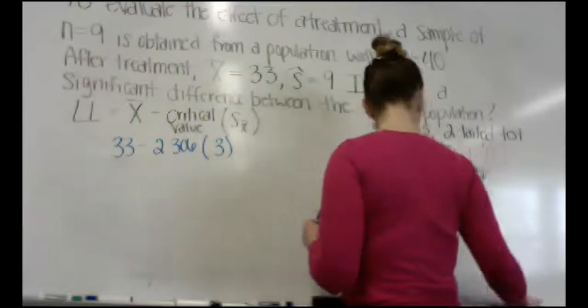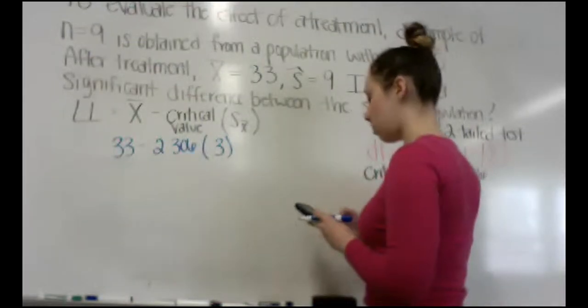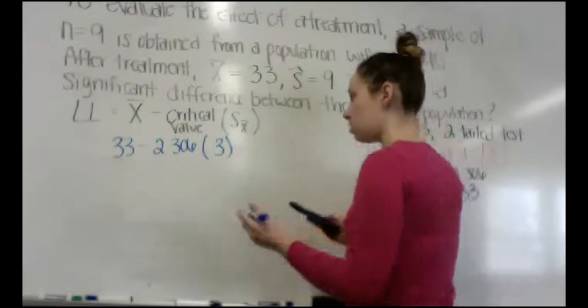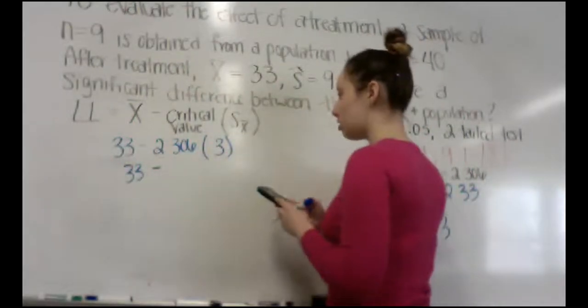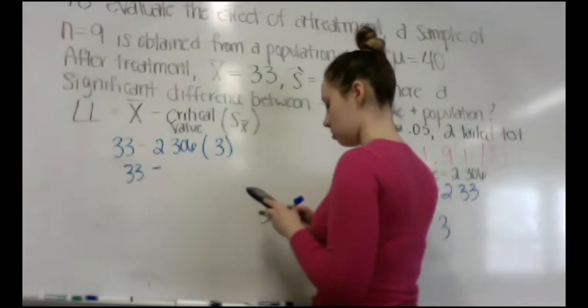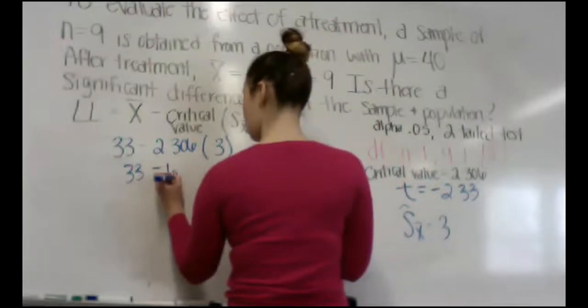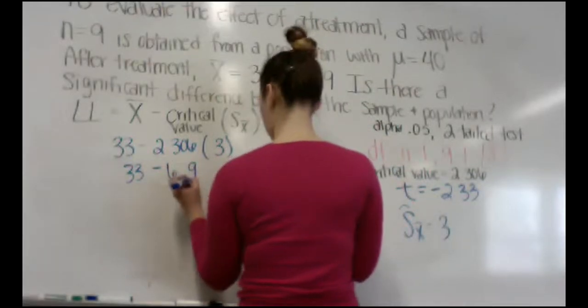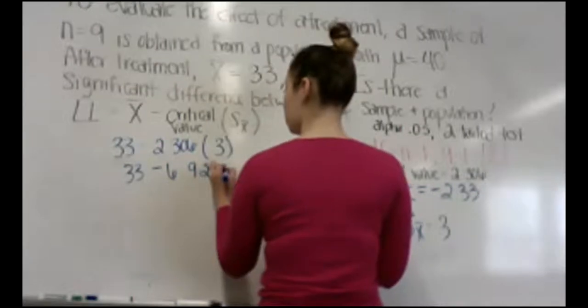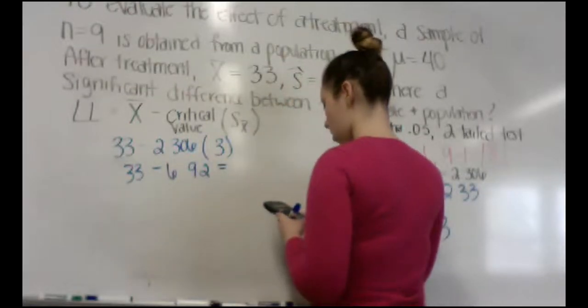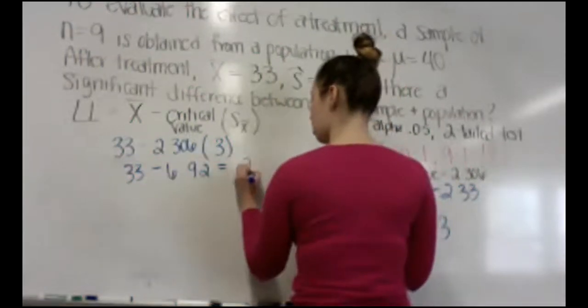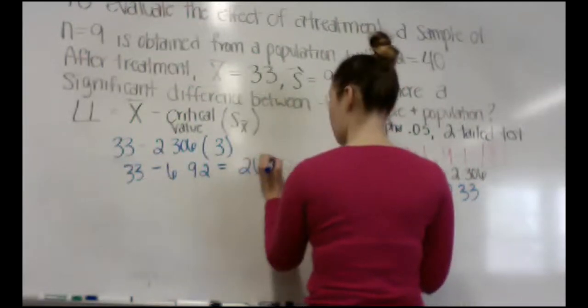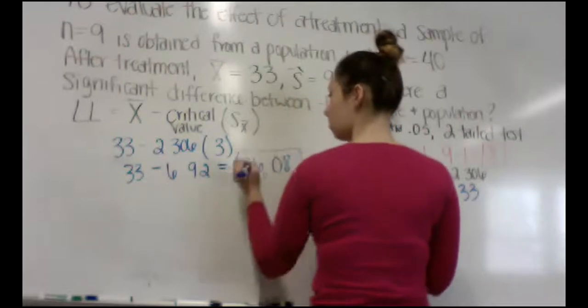So here is your formula for your lower limit of your confidence interval. We're going to go 33 minus 2.306 times 3, and we get 6.92. When you do that subtraction, 33 minus 6.92, we get 26.08 as our lower limit.